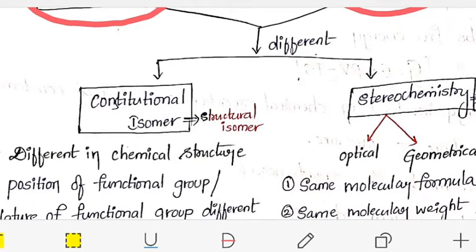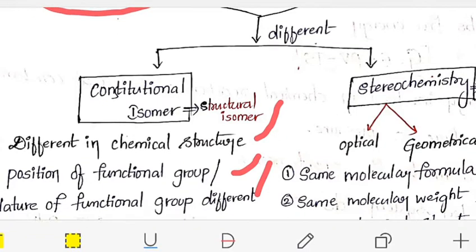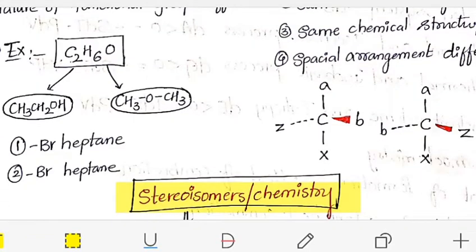Constitutional isomers are also called structural isomers, which means they differ in the chemical structure, the position of the functional group and the nature of the functional group. For that, I am giving two examples. C2H6O is written as CH3CH2OH and CH3OCH3. Both have the same number of carbon, hydrogen and oxygen, but the arrangement is different: one is an alcohol and the other is an ether. And the second example, first-position substituted bromoheptane and second-position substituted bromoheptane, both have the same molecular formula and molecular weight, but they differ in the positions.